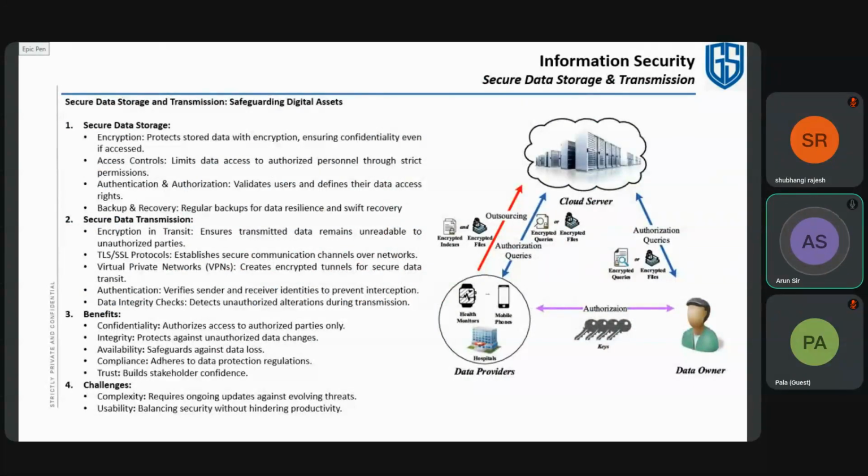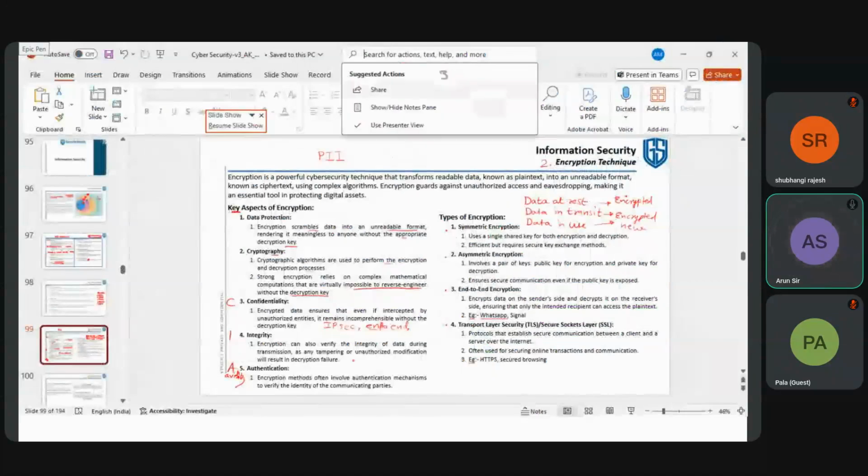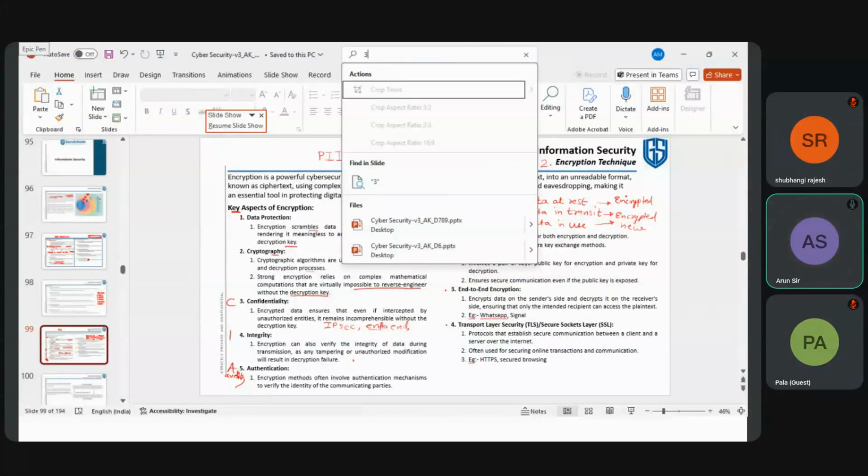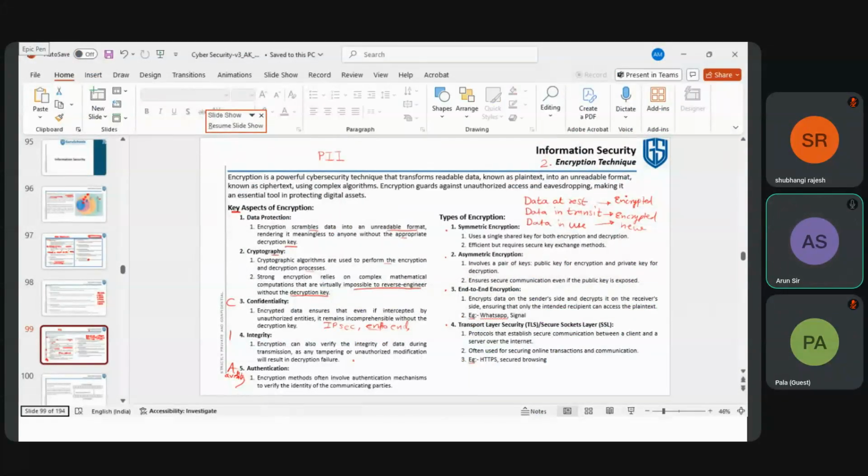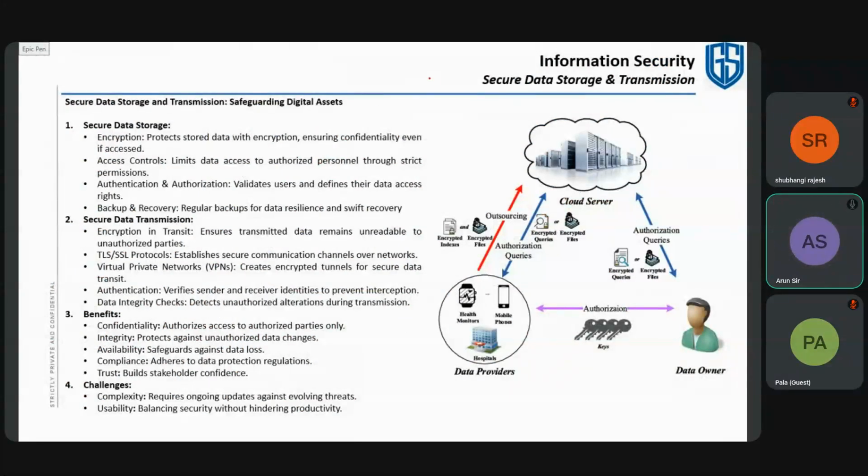So how will you safeguard the digital assets? The third thing is how will you secure the data storage and the transmission? That is the next part, which is again related to information security.